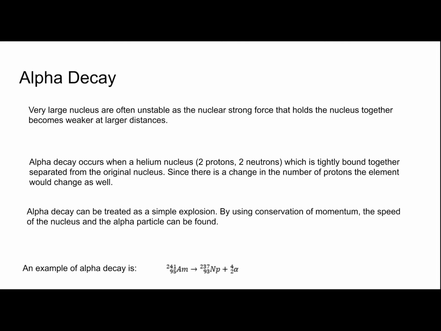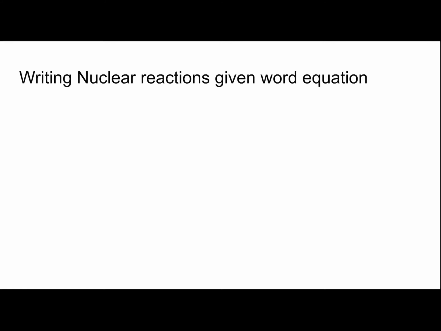A common example of alpha decay is that Americium can undergo alpha decay to become Neptunium as well as an alpha particle. So the Americium nucleus will emit an alpha particle, that's 2 protons and 2 neutrons, and the resulting products would be the Neptunium nucleus, mass number 237 and atomic number 93, as well as the alpha particle.